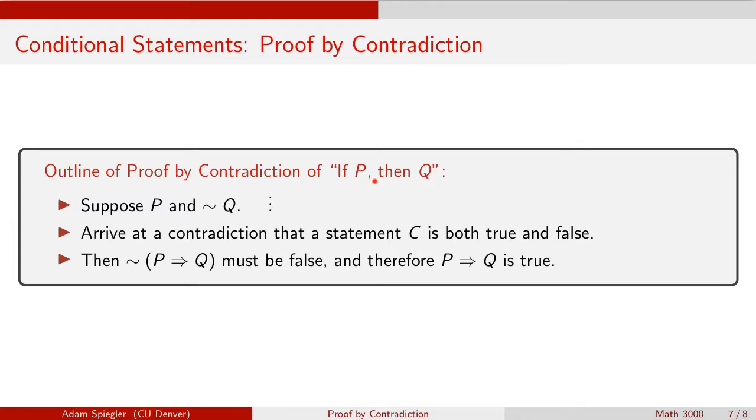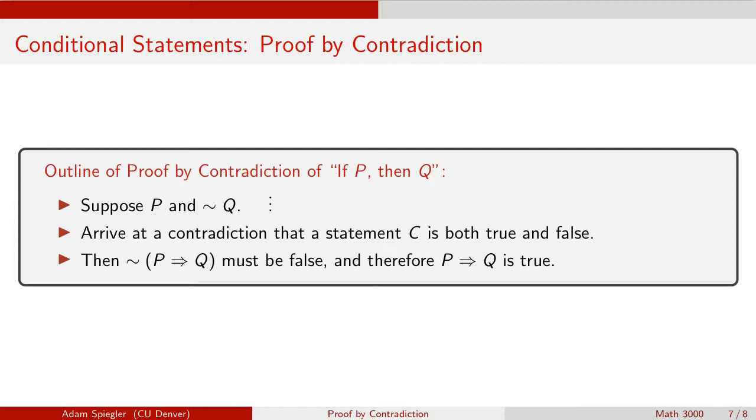So if we're trying to prove if P then Q, then what we just recalled is we would start by supposing the negation, that P is true and not Q is true. And then we use a series of logical arguments to hopefully arrive at some contradiction, that some statement, we'll just call it C, is true and false, which can't be the case. So therefore, our original assumption was false, which is logically equivalent to saying the original statement is true.